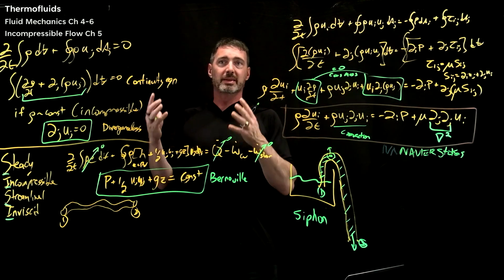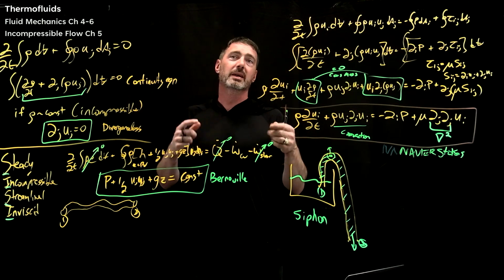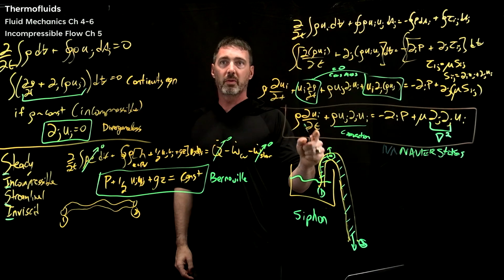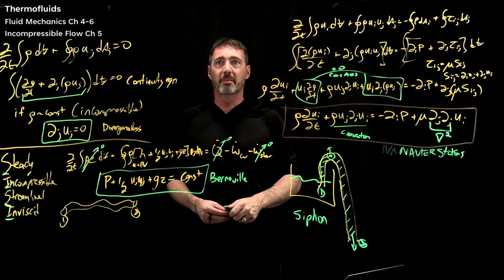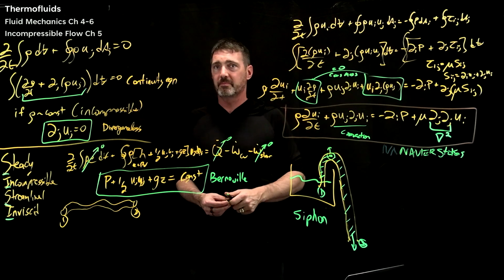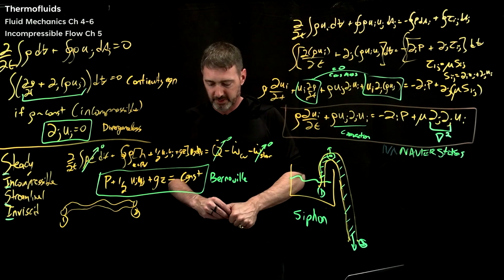Water has a liquid state and a vapor state. You can actually have such a low pressure here that you could pull a vapor state and it would not work. So siphons have a limit, but boy, super useful, right?